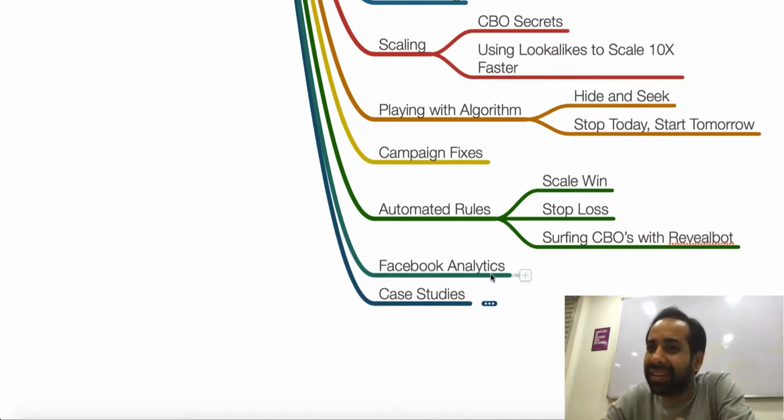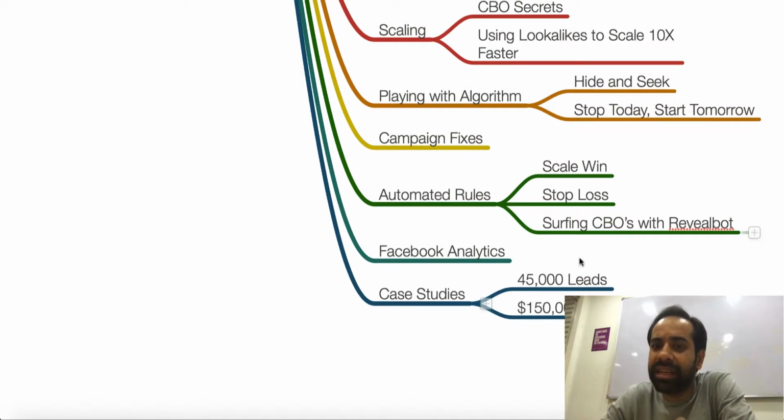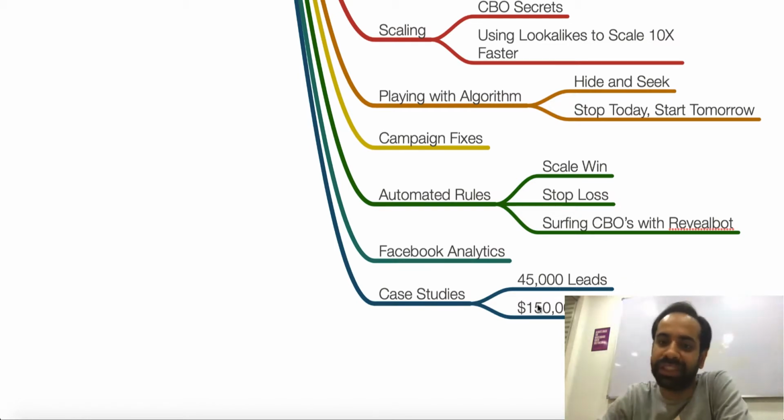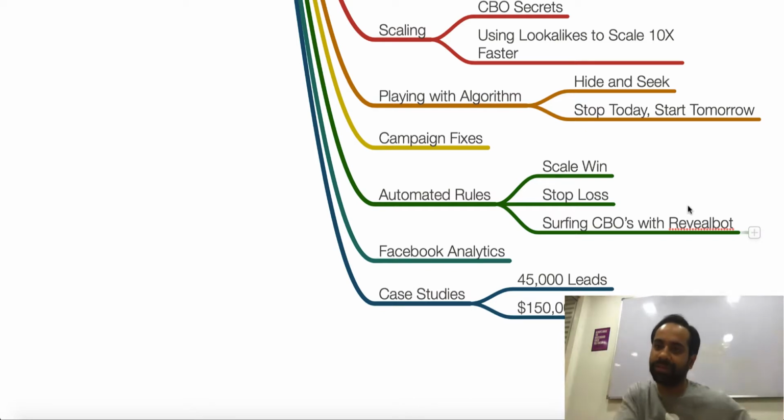Then we're going to talk about analytics, and then we're going to talk about case studies. My 45,000 leads case study, which by then, I think, I may have done like 100,000 leads, and also how I did 1 crore from one product, which is $150,000 from one product. And that is 2 case studies and a lot of other case studies, but the smaller ones, so they have not really been mentioned. Okay.